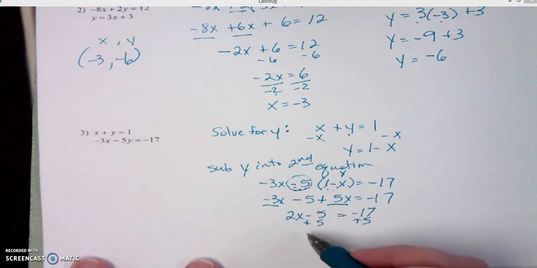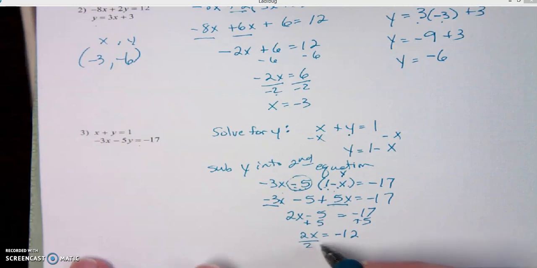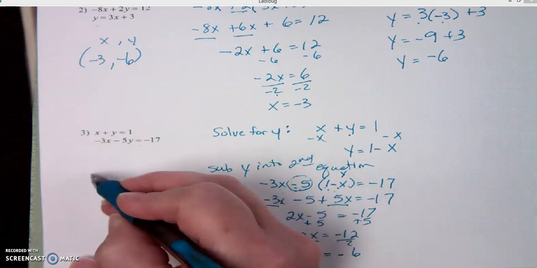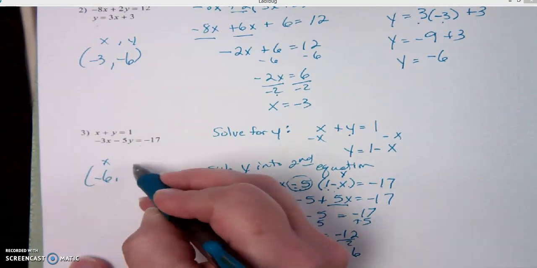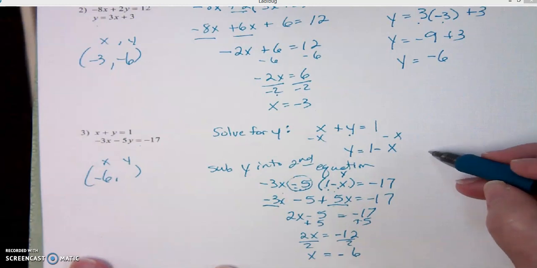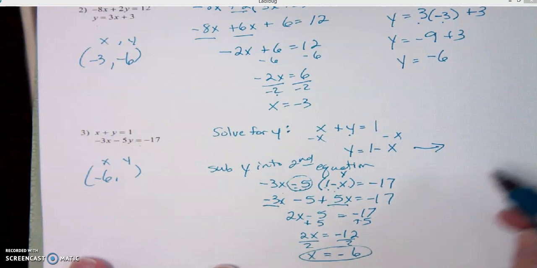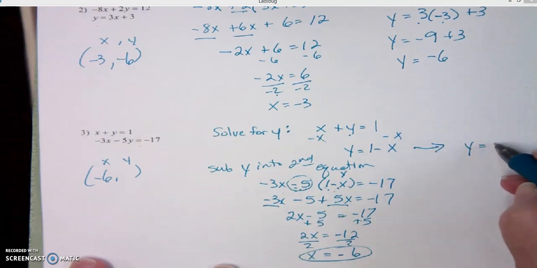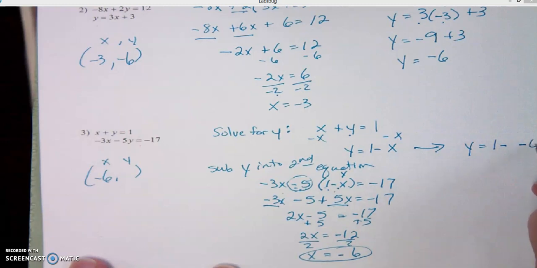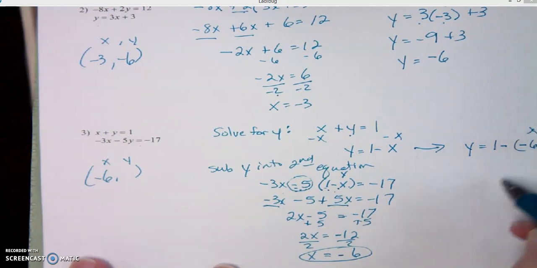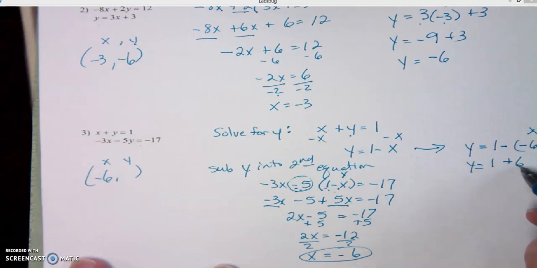Add 5 to both sides, and I get 2x equals negative 12. Divide both sides by 2, and my x will equal negative 6. There's my x. We can plug our x right into this equation and get our y by saying y is going to equal 1 minus a negative 6. That is my x. 1 minus a negative number is going to be a plus. So y is going to equal 7.